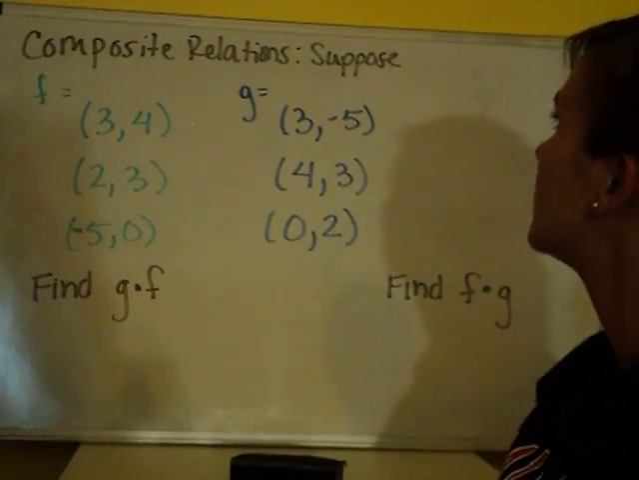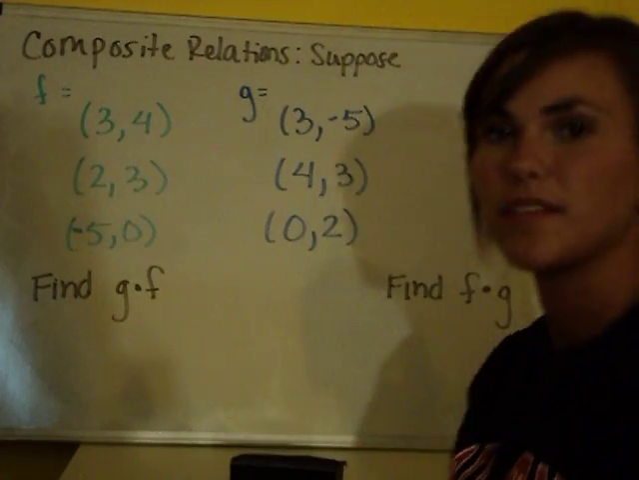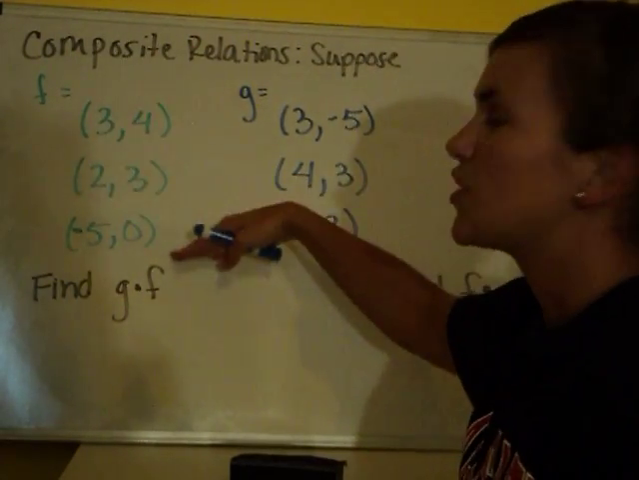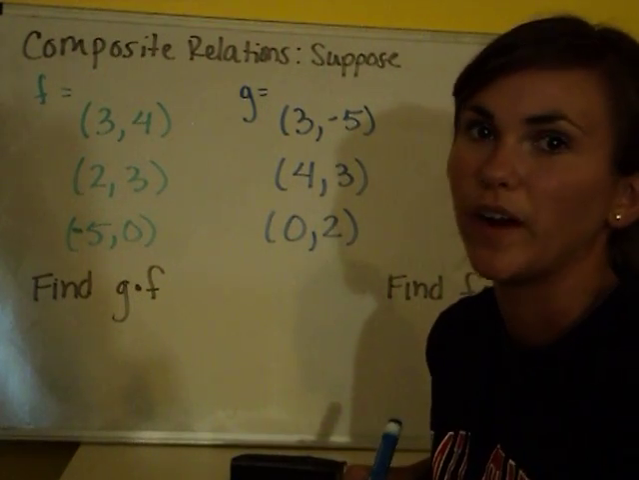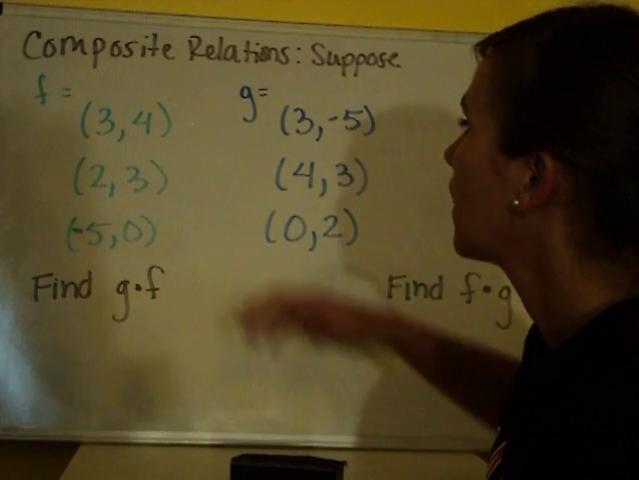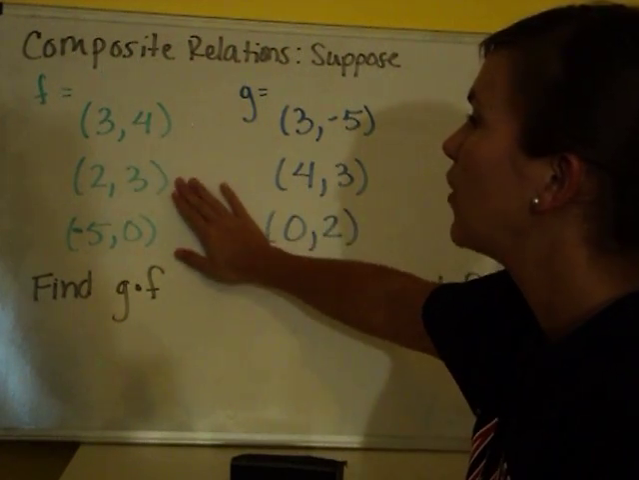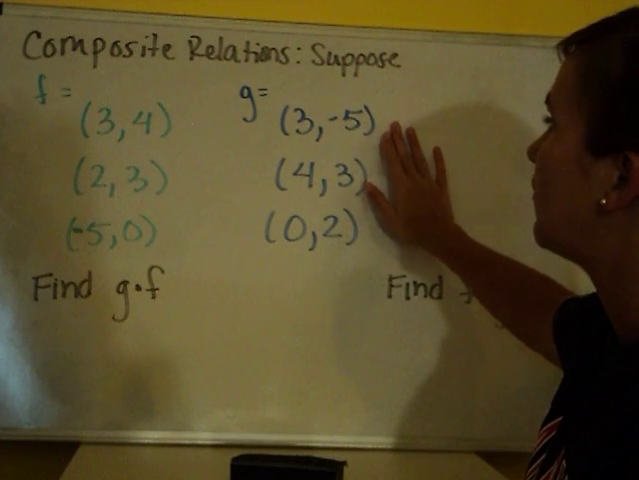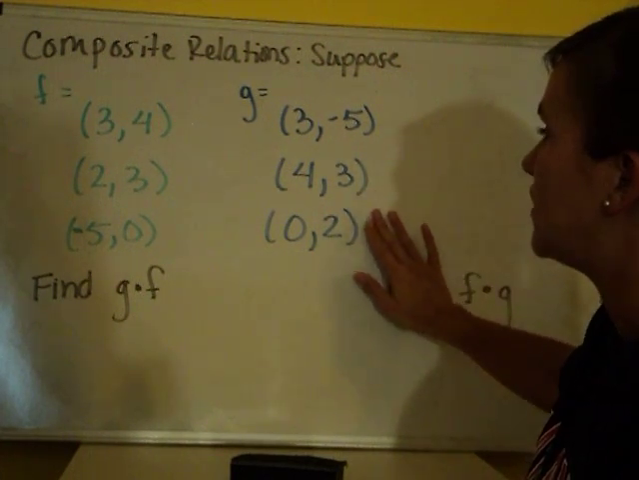Alright. So here we're going to look at some composite relations. We're going to suppose that f is just 3 ordered pairs. Relations are just ordered pairs. Functions are infinite ordered pairs. Relations are a handful of them. So here f is going to be (3, 4), (2, 3), (-5, 0). And g is going to be (3, -5), (4, 3), (0, 2).